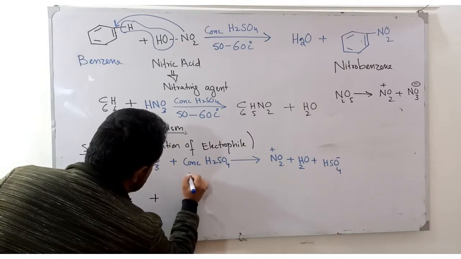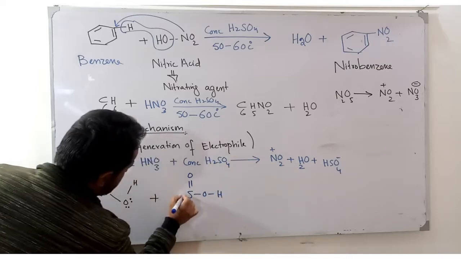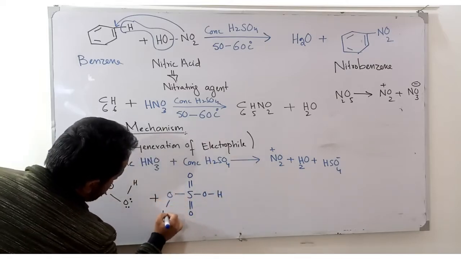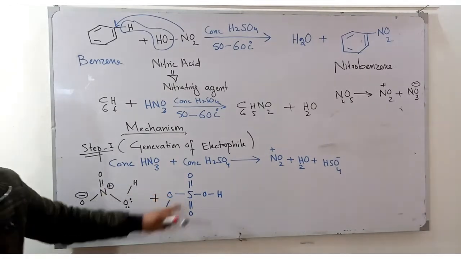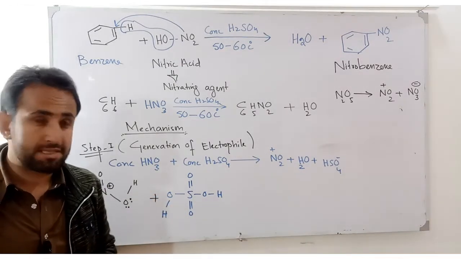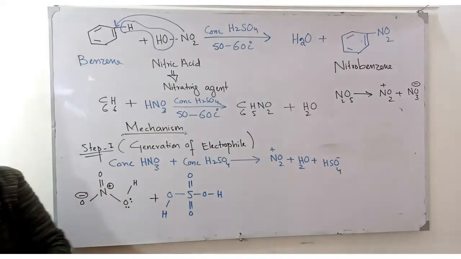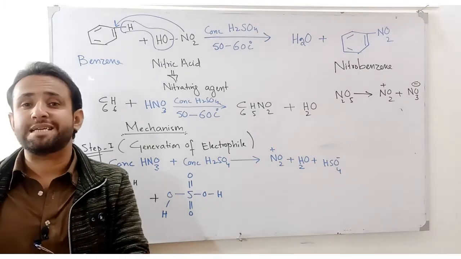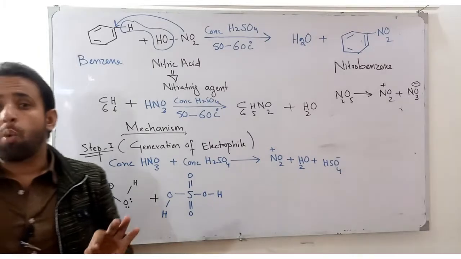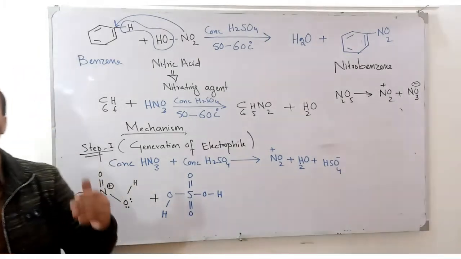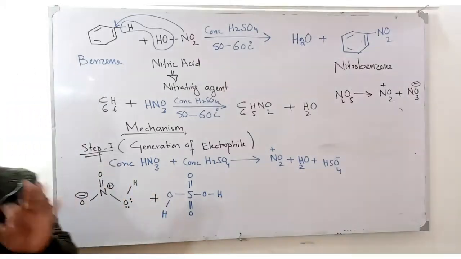Suppose this is the structure of sulfuric acid, with OH, and again there is OH. Now we know what we do. As I told, why do we use acid in these reactions? Now I will tell the reason why we use acid, that means concentrated sulfuric acid, in such type of reaction. Now listen to the reason.